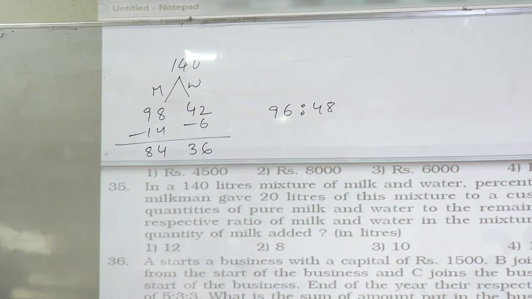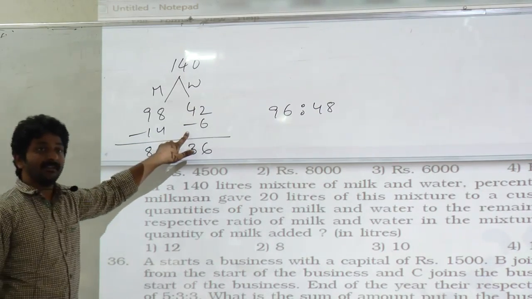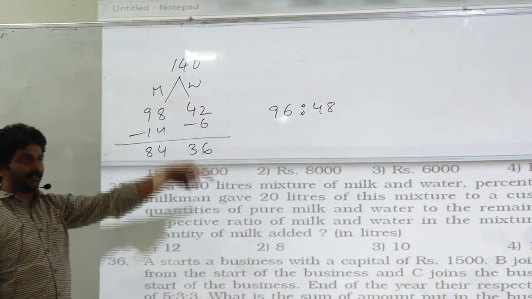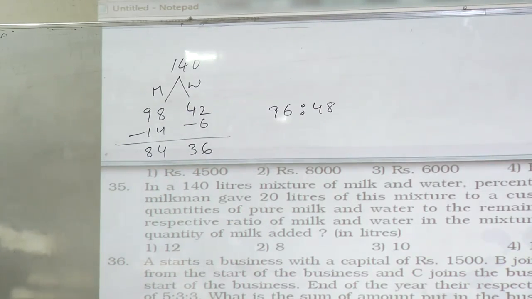Clear everyone? How are we getting 14 and 6 here? 1/7. Why 1/7? Because 20 is 1/7 of 140 total container. Next.